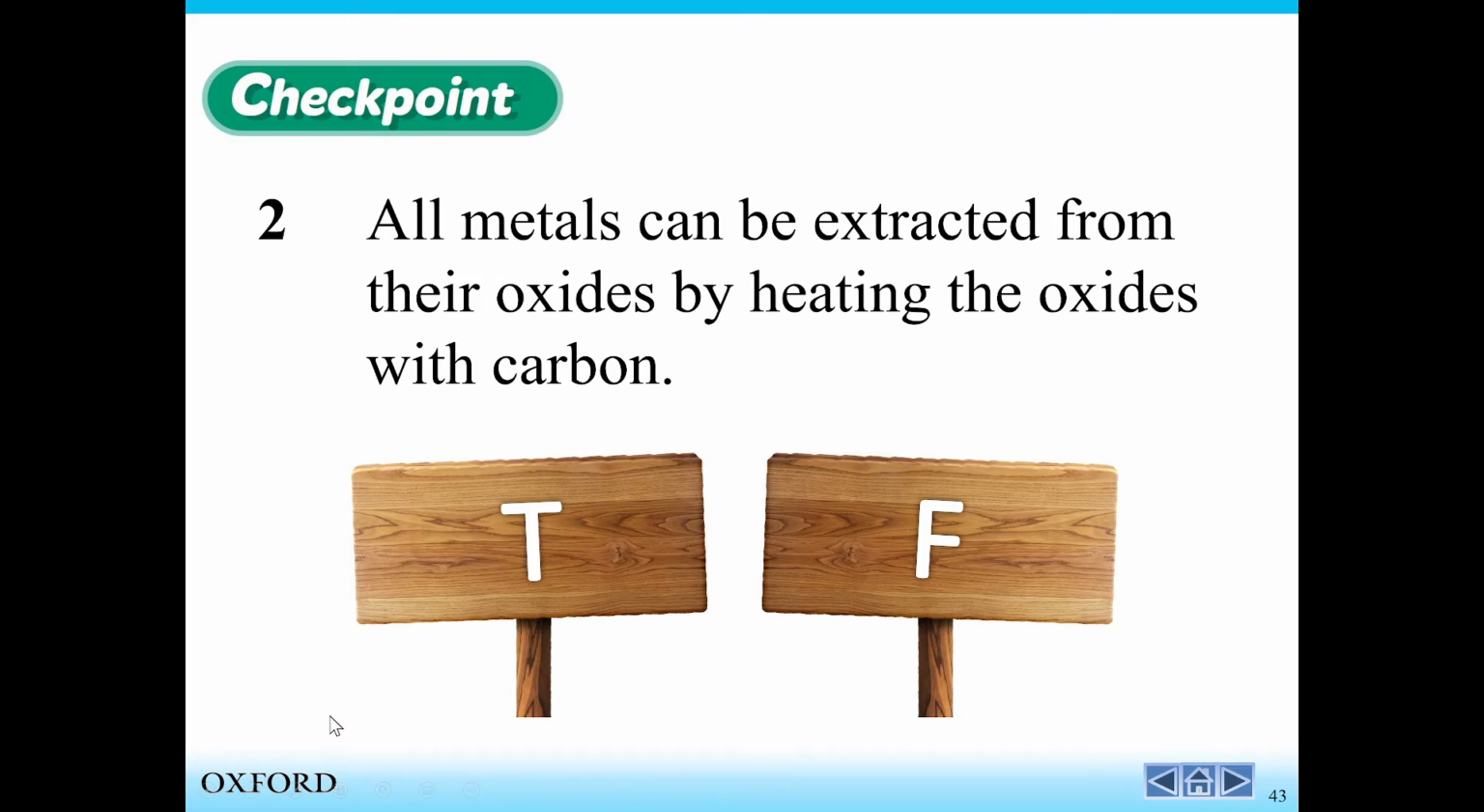Question two. All metals can be extracted from their oxides by heating the oxides with carbon. Now, this is the chemical method that we learned, and of course, this is false. It's not all metals. To be more precise, it's those metals that are moderately reactive. Some examples are zinc, iron, lead, and copper.